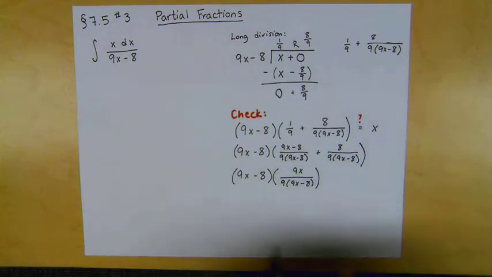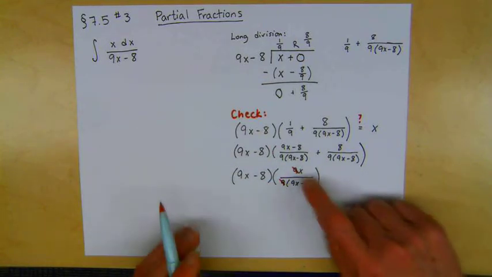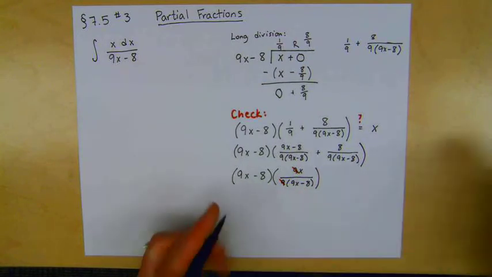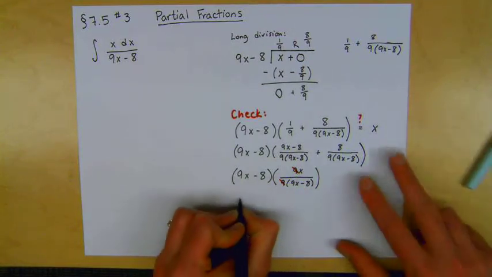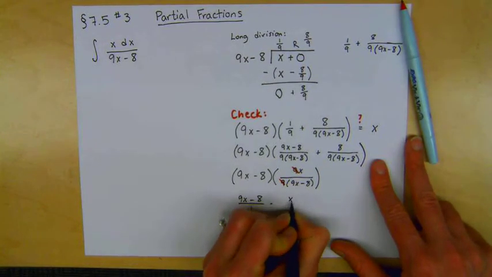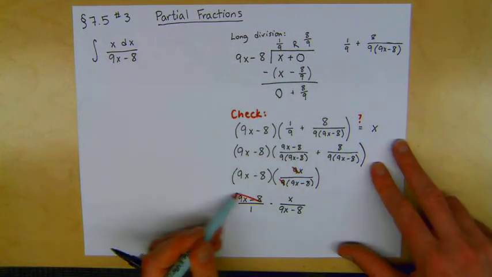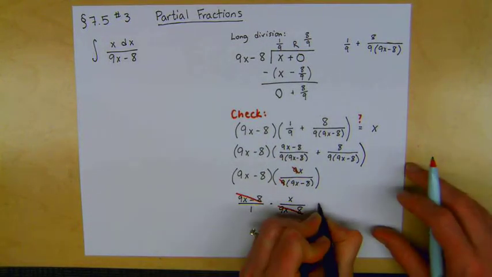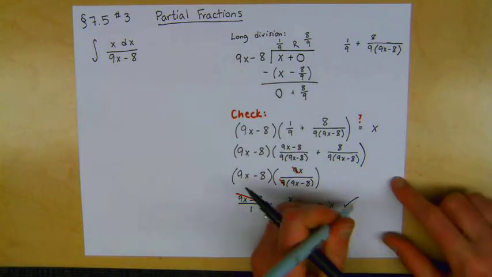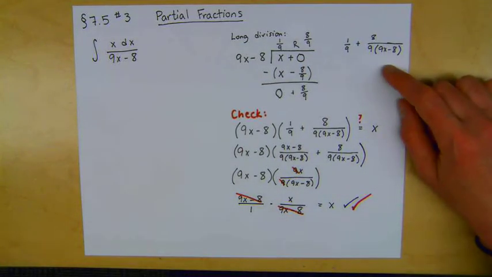I see that I can cancel these 9s. And I also see that I can cancel the 9x minus 8s, right? Because this is the same thing as 9x minus 8 over 1 times x over 9x minus 8. And I end up with a value of x, which is what we want. Maybe I should write that in red. Nice. Cool. So that was sort of the tricky part in this problem, was setting up the long division.